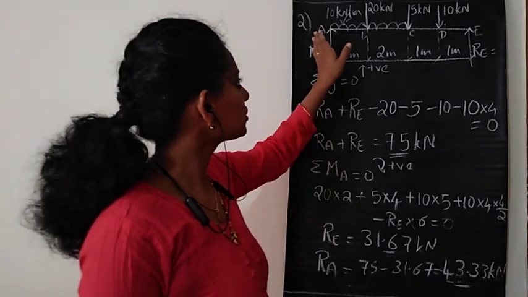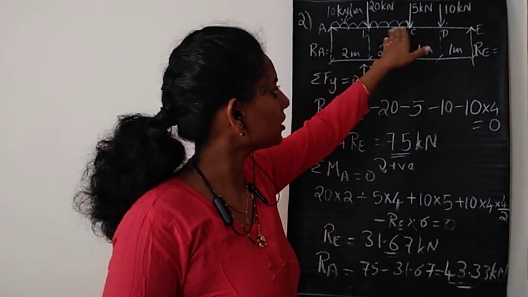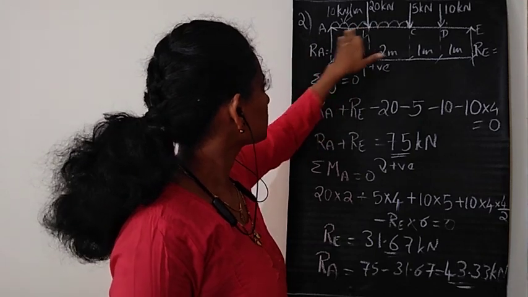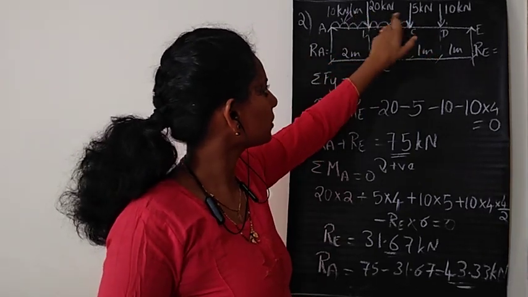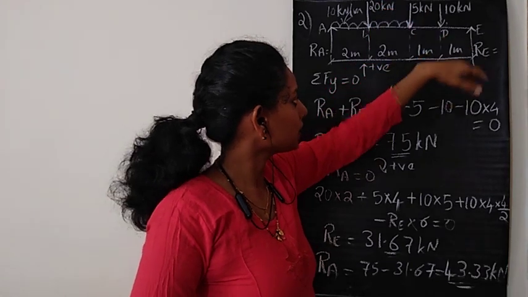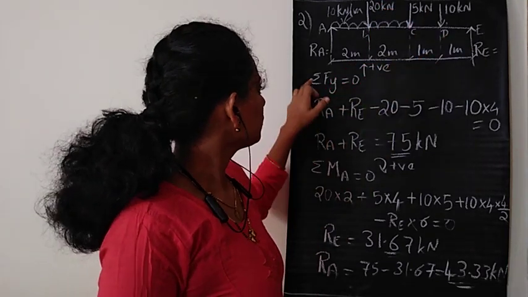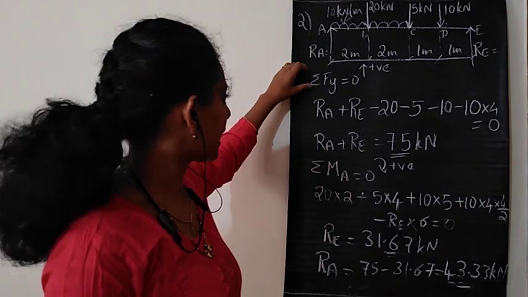Hello everyone, we'll go to the next problem which has a point load and UDL. This is the problem. This UDL is 10 kilonewton per meter, with point loads 20, 5 and 10 kilonewton. First find out the reactions.